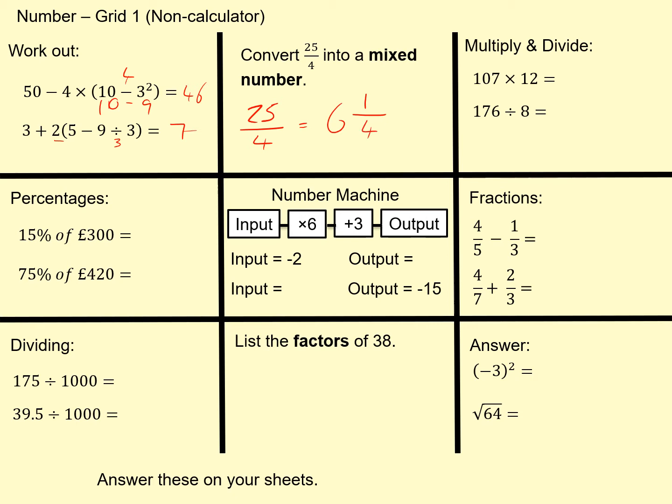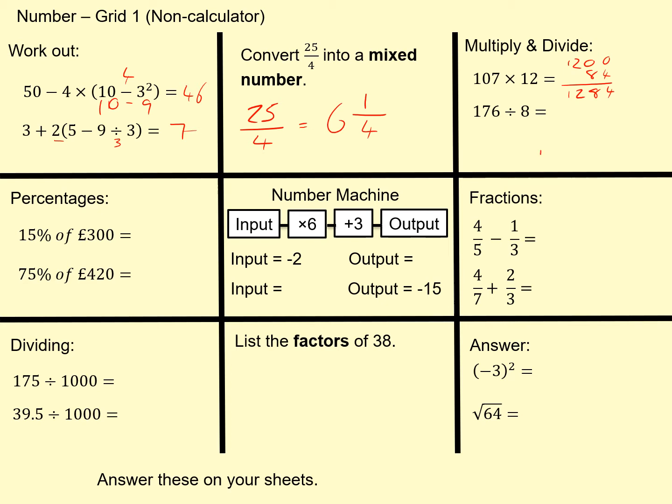Next up, multiply and divide. Well, that's 107 times 12. In my head, and you can do it loads of different ways, I'm thinking 100 times 12 is 1,200, and 7 times 12 is 84. Add the two together, that's 1,284. And there are other methods, there's the grid method, Gaussian method. You might just be able to do that in your head. However you did it, that's the right answer.